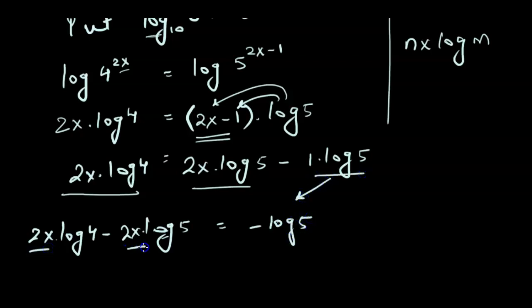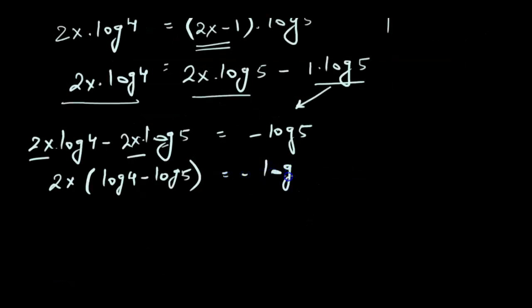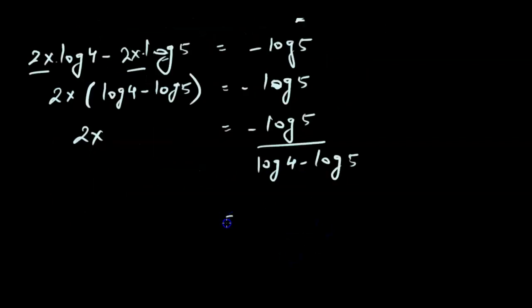We see here 2x is common. We can take that out as common, so we'll be left with 2x, and in the bracket we have log 4 minus log 5 is equal to negative log 5. We'll leave 2x here and we'll take this all on the other side. This is just algebra. We are isolating our variable, and this is what we get. Finally, we just have to put this all on the calculator and we'll see what we get there. So log 5, this is negative log 5.